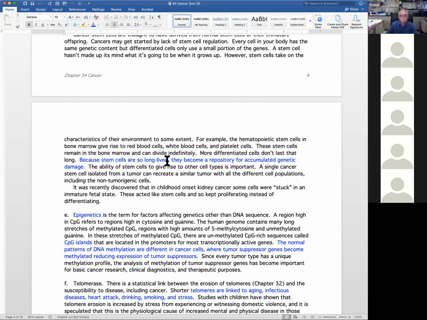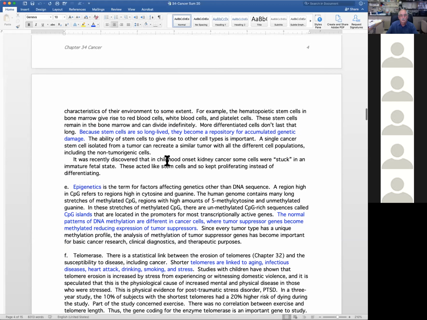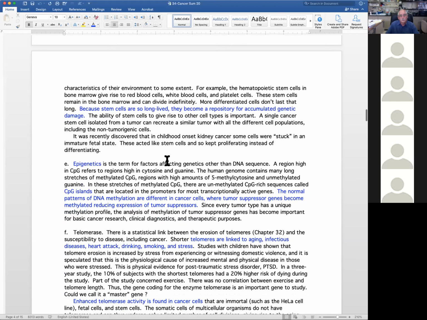And the other thing is that because stem cells are so long-lived, they basically start accumulating all this genetic damage. So anyway, one recent discovery was that in childhood onset kidney cancer, some cells seem to be stuck in an immature fetal state. So the cells that created the tumor acted like stem cells, and so kept proliferating instead of differentiating, which goes along with that theory of cancer stem cells pretty well.